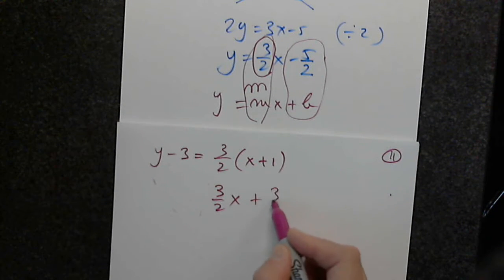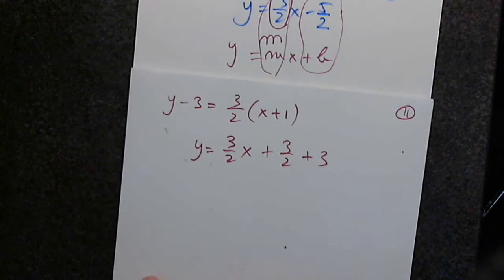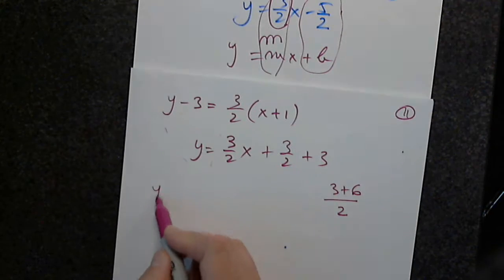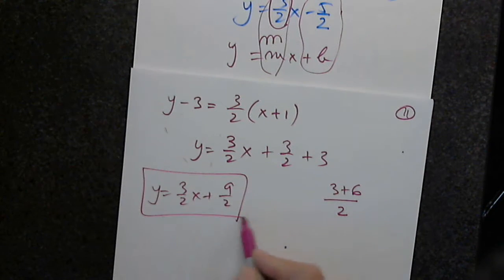3/2 x plus 3/2 and plus 3. The least common denominator is 2, so we have 3 plus 6. So y equals 3/2 x plus 9/2. This is the equation of the line passing through the given point and parallel to the given line. Any questions?